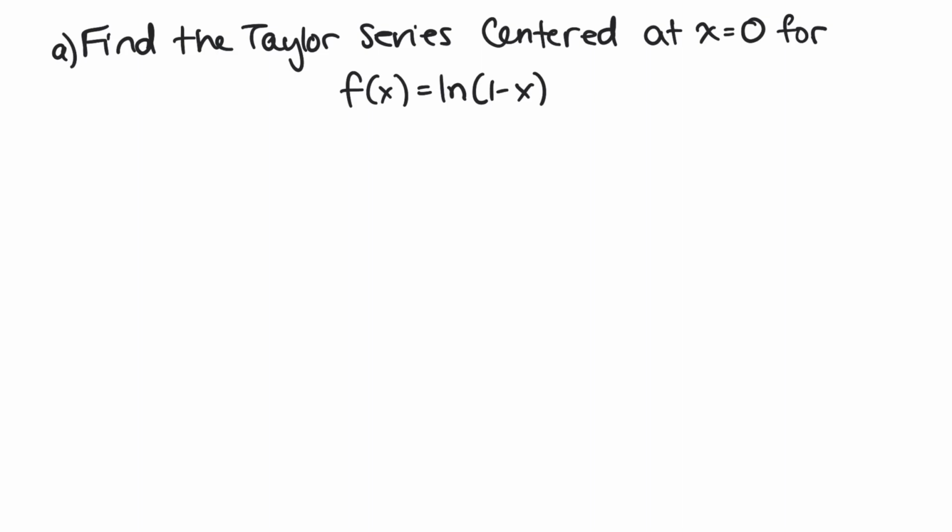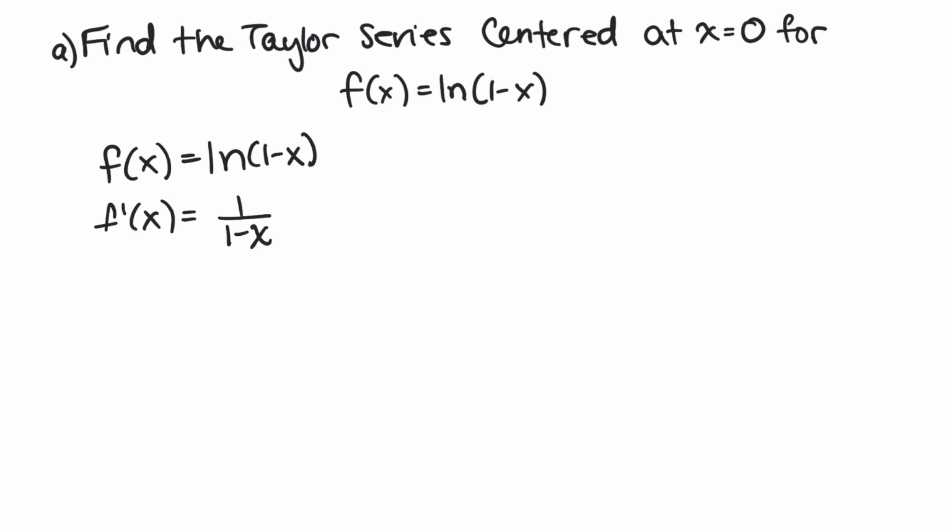We would like to find the Taylor series centered at x equals 0 for f of x equals natural log of 1 minus x. So we start with f of x equals natural log of 1 minus x, and we realize that if we take the derivative of this, we will have something similar to something we know the Taylor series for. So if we take the derivative, we get f prime of x equals 1 over 1 minus x times the derivative of 1 minus x, so negative 1.